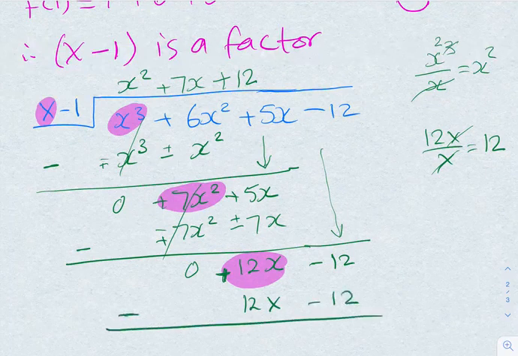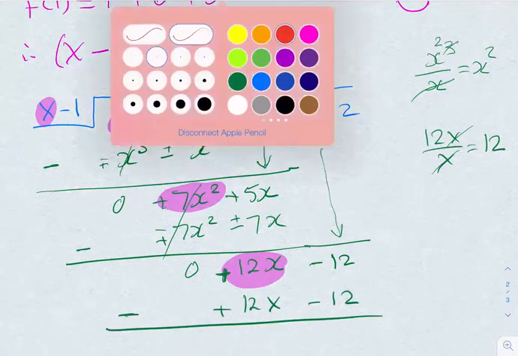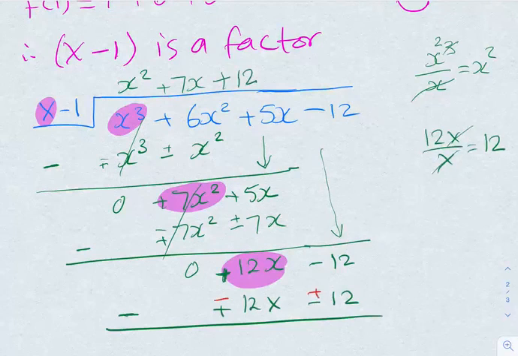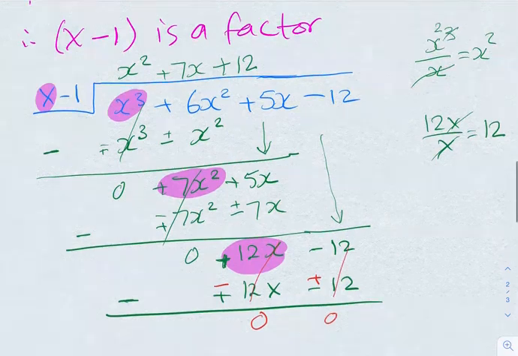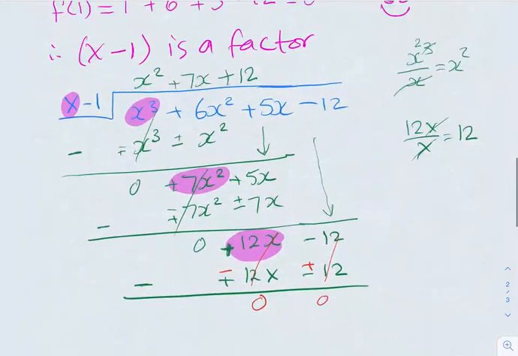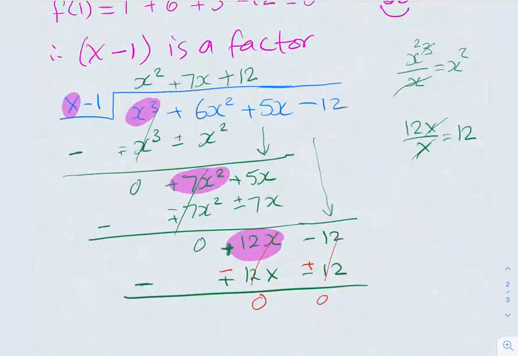Now we subtract. So when we subtract, I told you, it's going to be plus 12. So this is going to be 0. Then minus 12 plus 12 is another 0 here. So we found the quotient, which is a quadratic, x squared plus 7x plus 12.